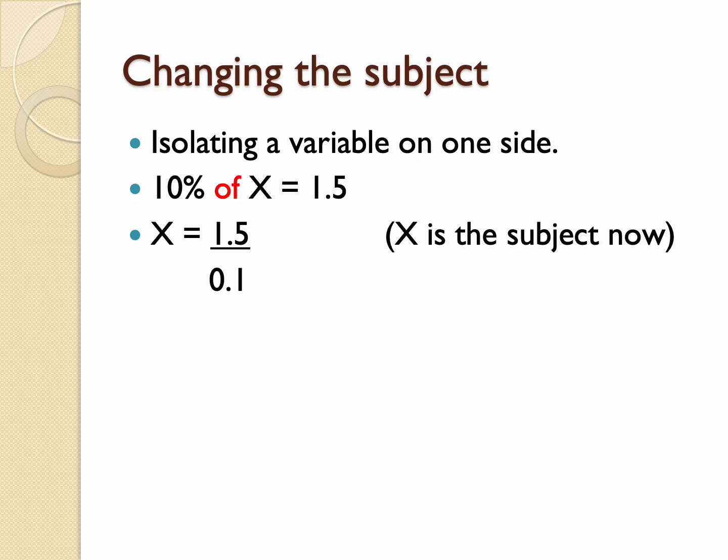Now, if you're not familiar with this, then you might be wondering, why did we divide both sides? And that's because the equation must stay balanced. So in an equation, if we do anything on the left side, we must also repeat the same thing on the right side. So because we divided the left side by 10% or 0.1, we also repeated the same process on the right side. And this is why we now have 1.5 over 0.1.